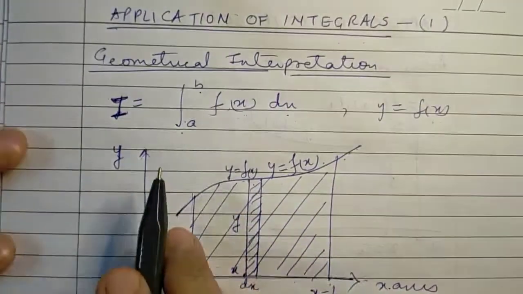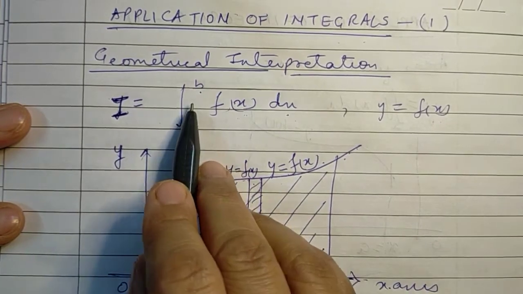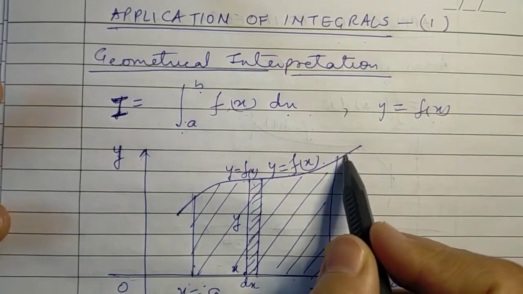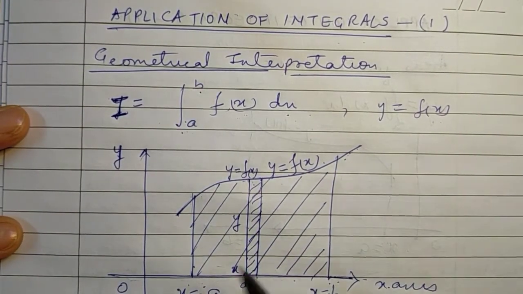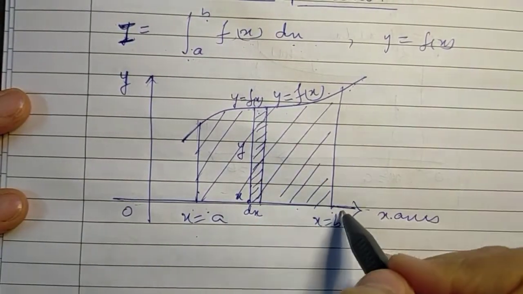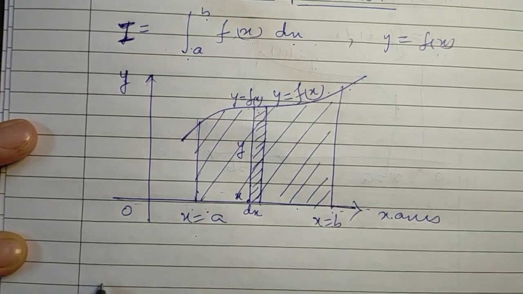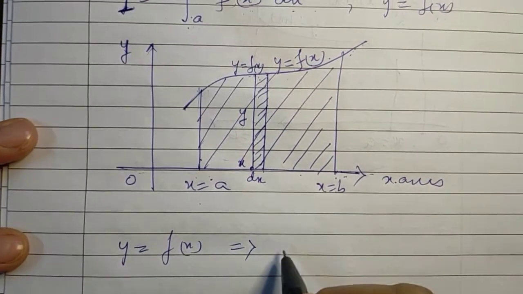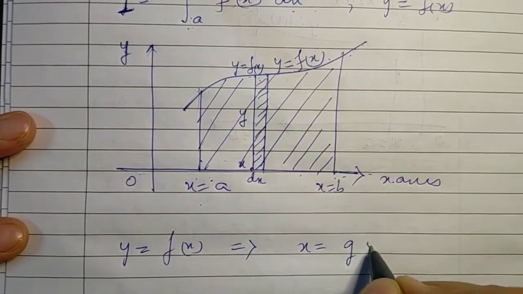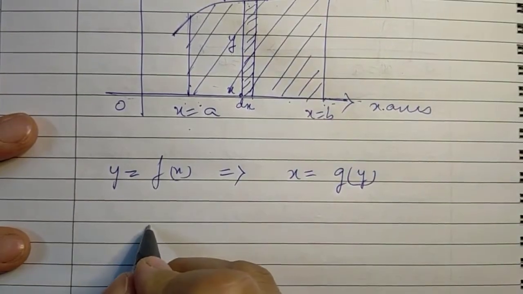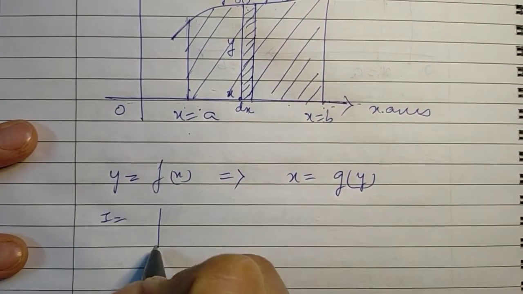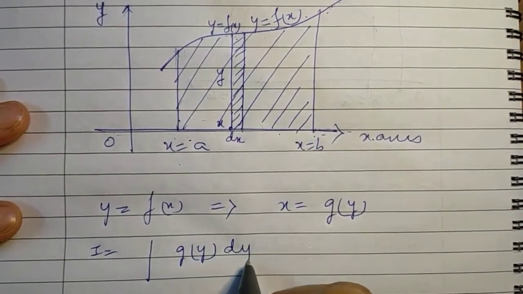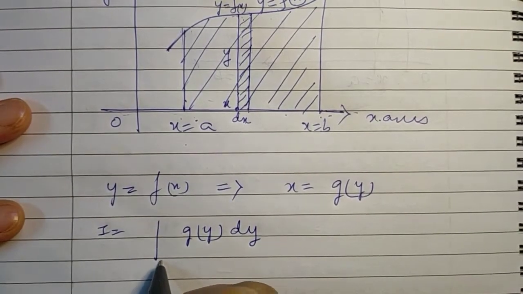Thus we see that when you find the definite integral from a to b of f(x) dx, we are finding nothing but the area enclosed between the curve, the x-axis and the lines x equal to a and x equal to b. Similarly, the same curve y equal to f(x) can be written as x is equal to some function g of y. And so if we find the integral of g(y) with respect to y from, let's say, y equal to c to d.